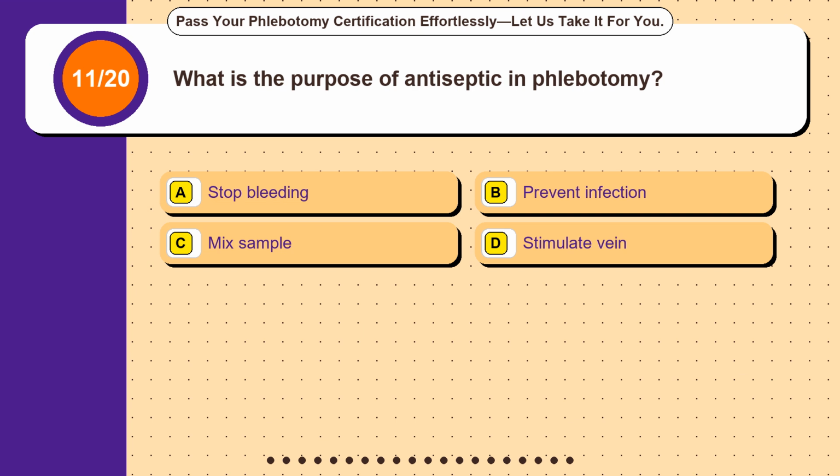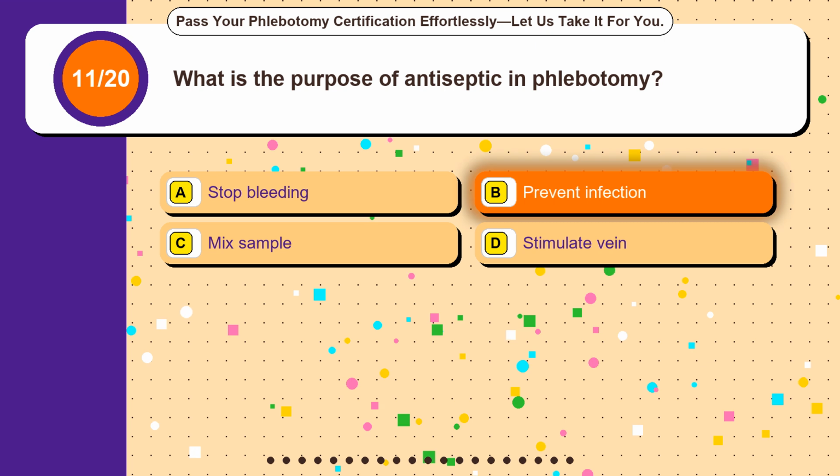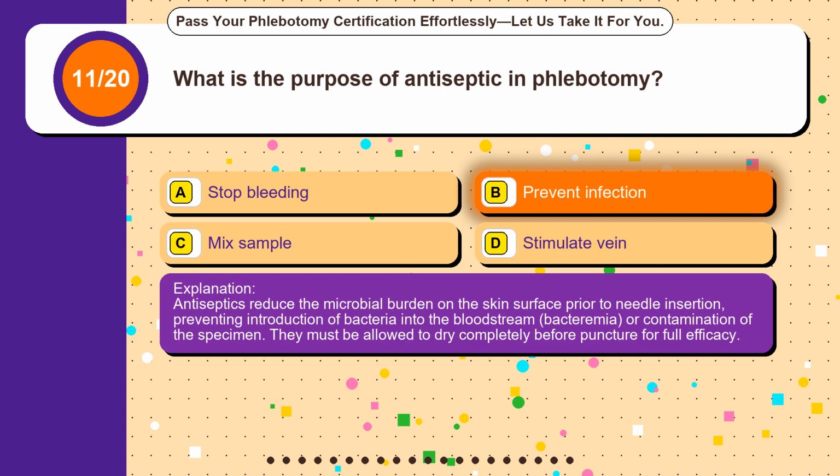Option A, stop bleeding. Option B, prevent infection. Option C, mix sample. Option D, stimulate vein. The correct answer is option B, prevent infection. Antiseptics reduce the microbial burden on the skin surface prior to needle insertion, preventing introduction of bacteria into the bloodstream, bacteremia, or contamination of the specimen. They must be allowed to dry completely before puncture for full efficacy.